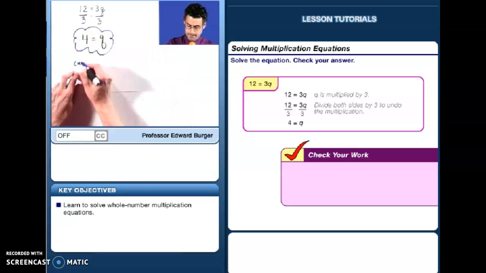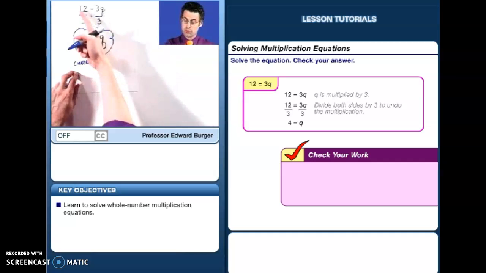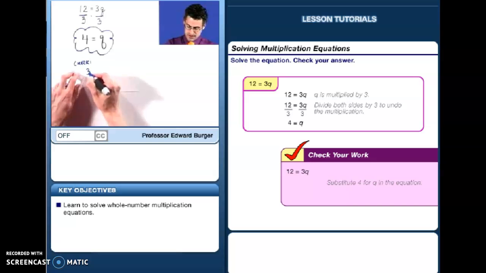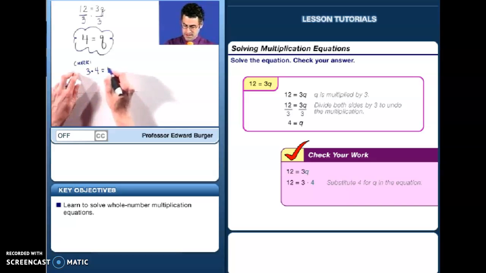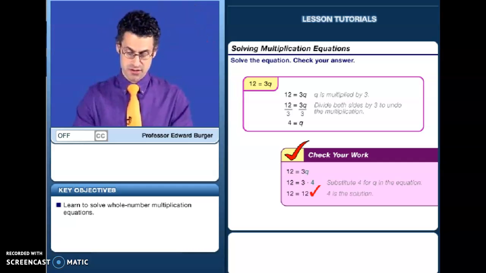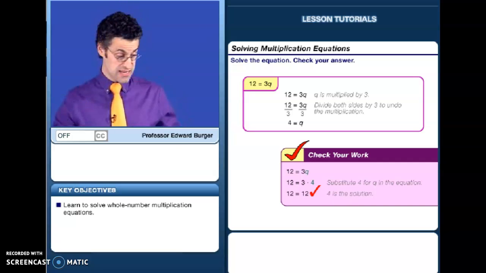Let's check. Easy enough. We just go back to the original equation, and we let q equal 4. So 3 times, I'll use the dot now, 4, but that equals 12, which checks. I have 12 here. So the answer, q equals 4, is the right answer.